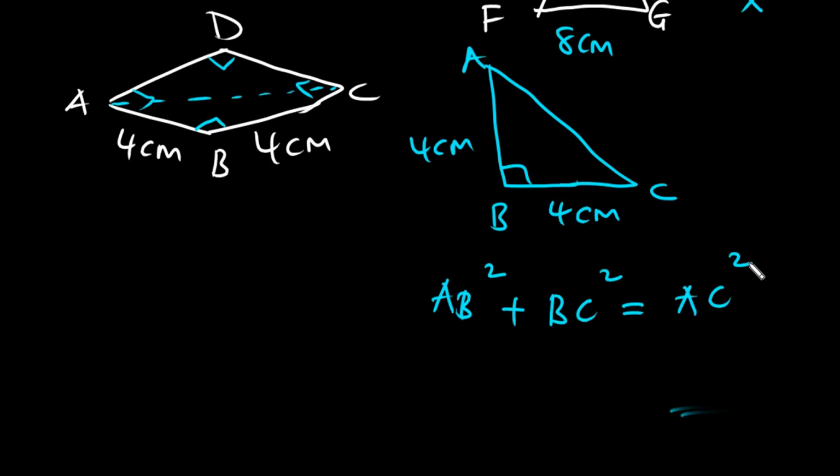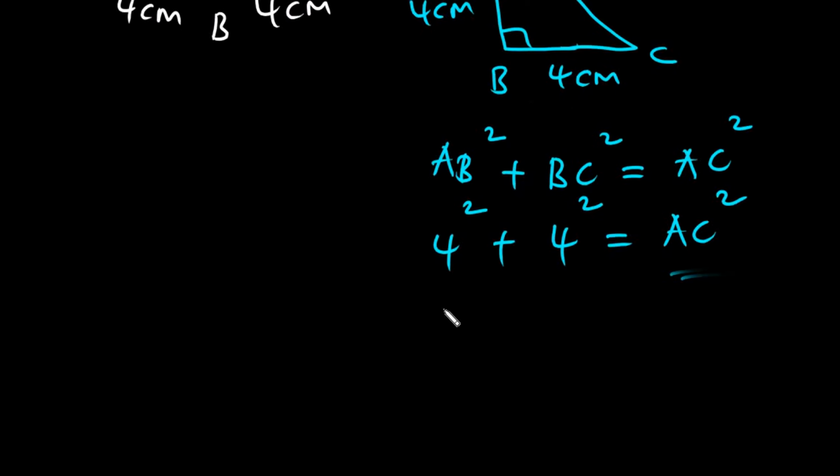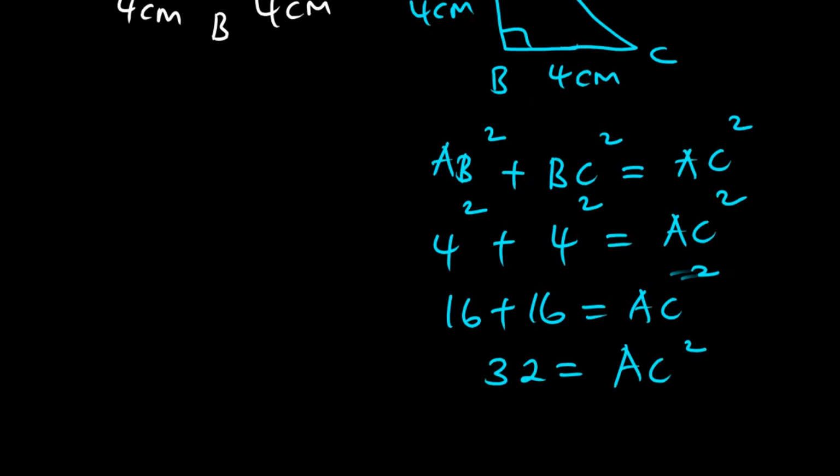So let's apply it to get the length AC. AB is 4 centimeters, so 4 squared plus BC is also 4 centimeters, so 4 squared is equal to AC squared. So 4 squared is 16 and 4 squared is 16, so this is equal to AC squared. So 32 is equal to AC squared. So what do we do to get AC? We can get the square root of both sides, so that AC becomes the square root of 32.